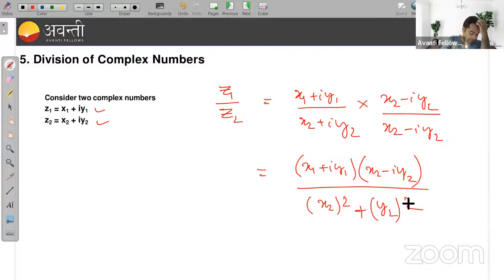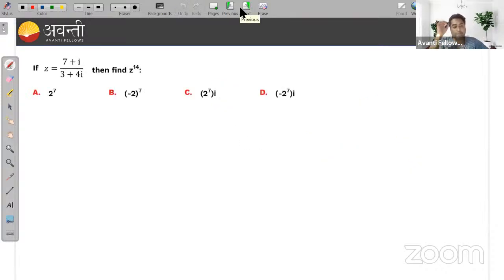Clear, everyone? So let's solve one question. Okay, now if you have z equal to (7 plus i) upon (3 plus 4i), then you need to find the value of z to the power 14.